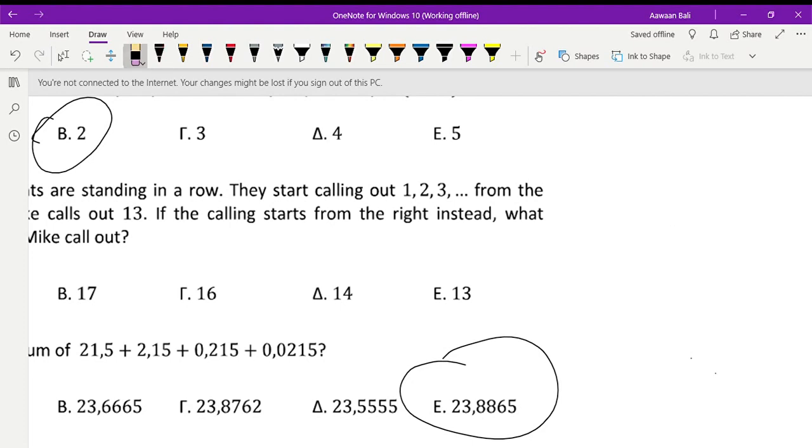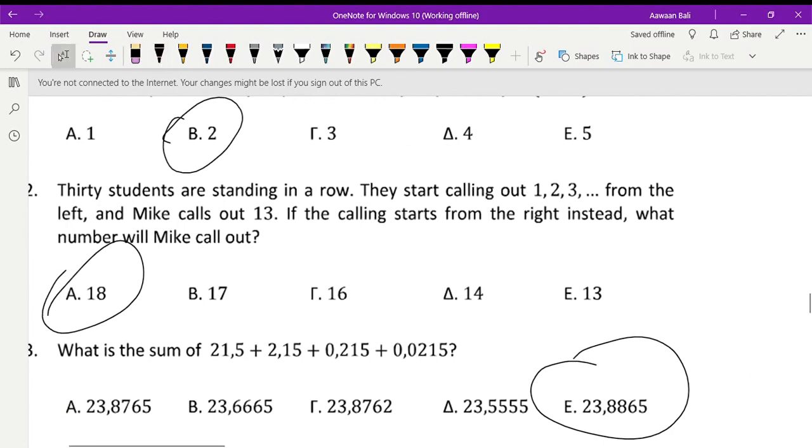So basically, when we have these kind of questions, the first thing we have to do is get the amount of people and minus that by the number of our person, which is Mike, so that we get 17. Now we have to add a 1, because basically if you said 17, Mike's missing, so we have to add a 1 to get 18.